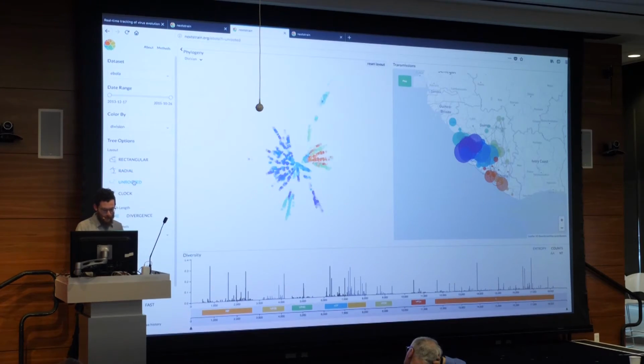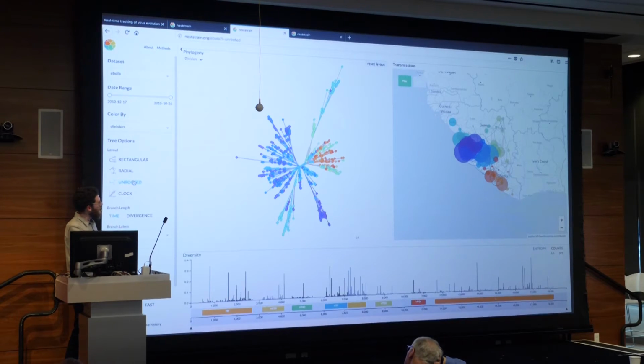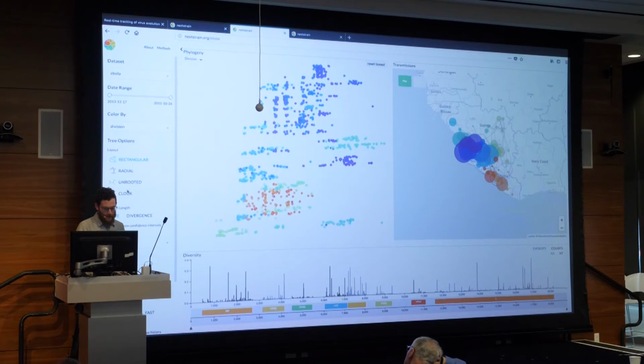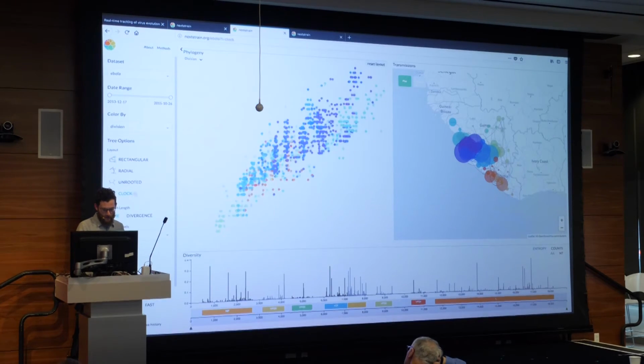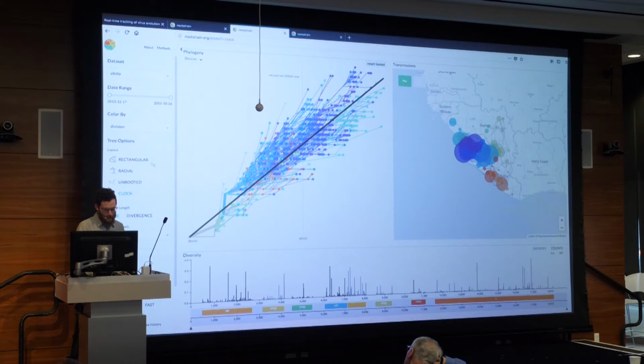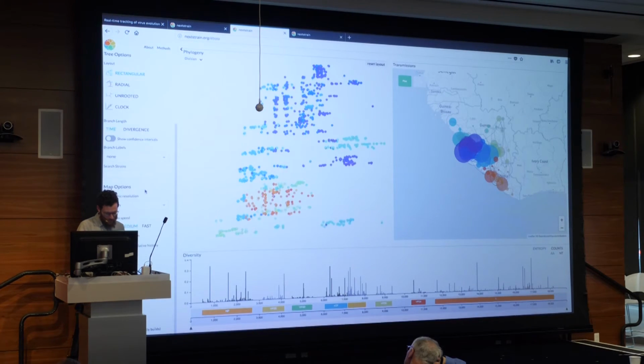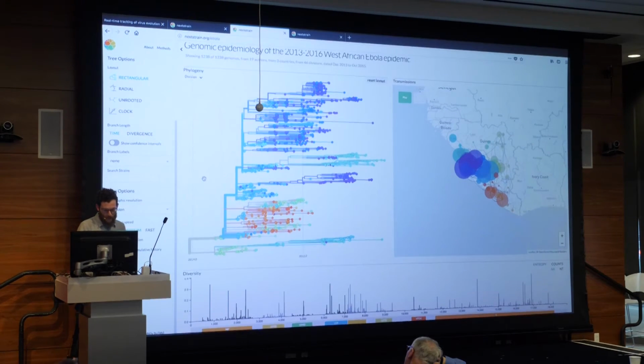This unrooted tree is more useful for seeing what is actually genetically similar versus what is spreading. We can also see how fast Ebola is evolving based upon this molecular clock. And we can do a number of other things. One thing that you can imagine being very useful is contact tracing.